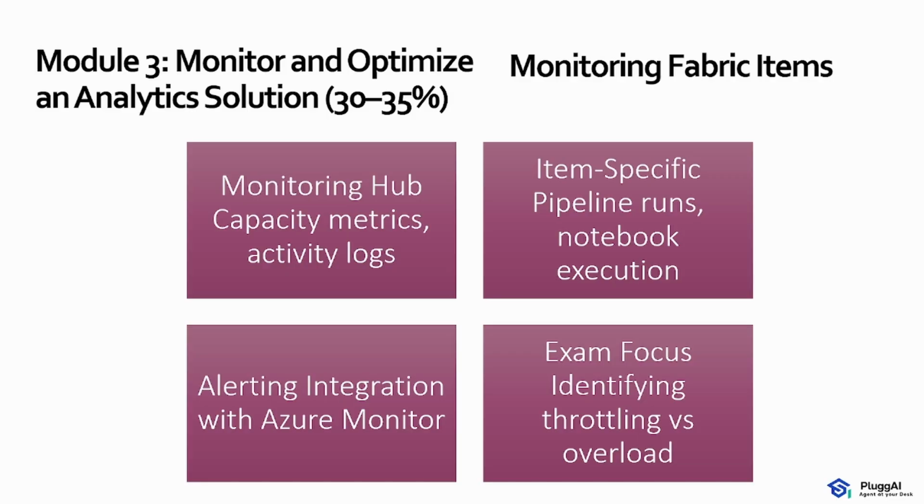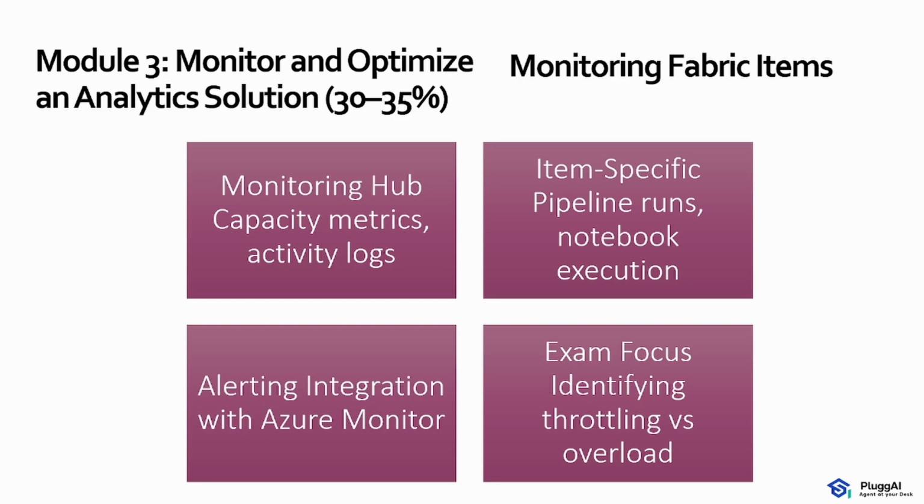First off, monitoring Fabric items. Monitoring Hub is your command center. It pulls together capacity metrics, activity logs, run histories. Everything from pipeline executions to notebook sessions to event stream throughput. One pane for the whole capacity across workspaces.